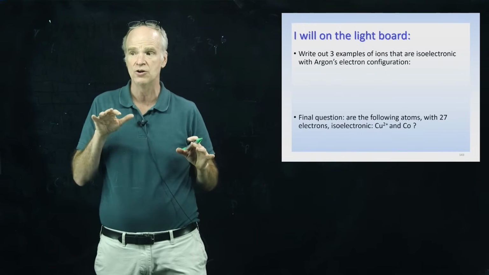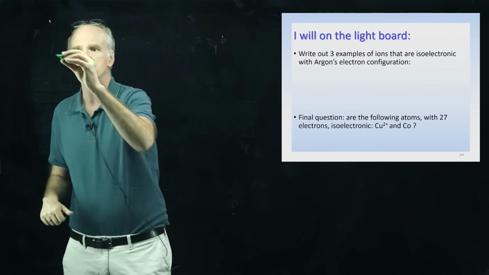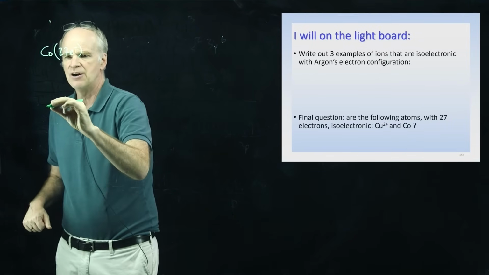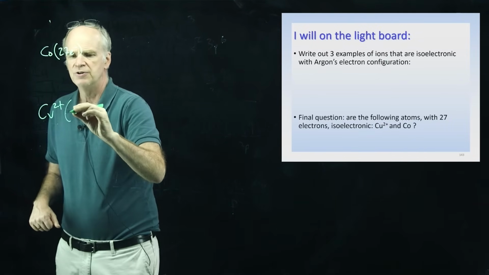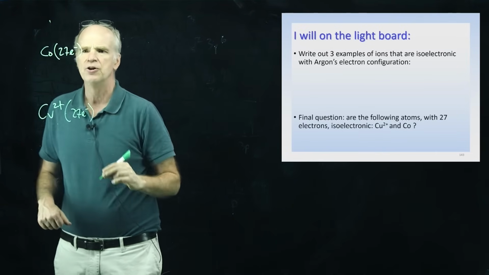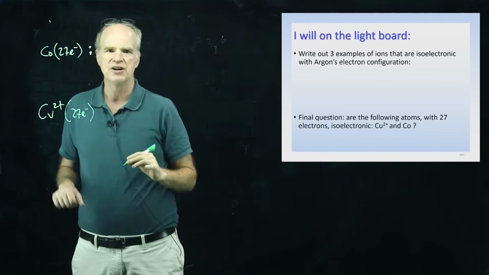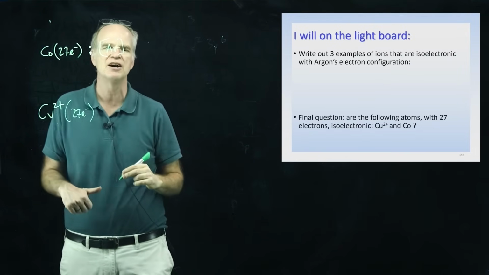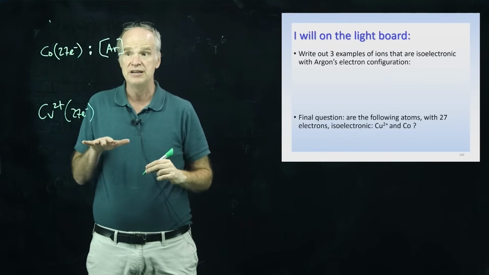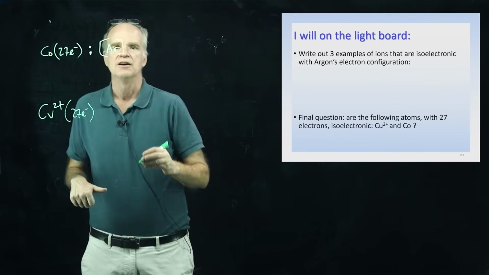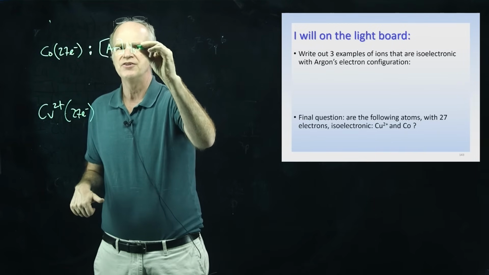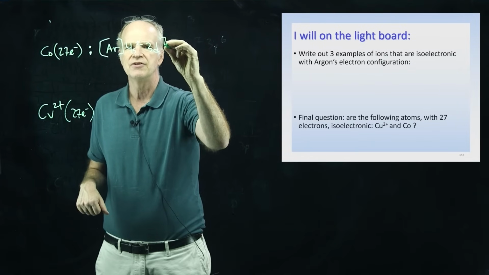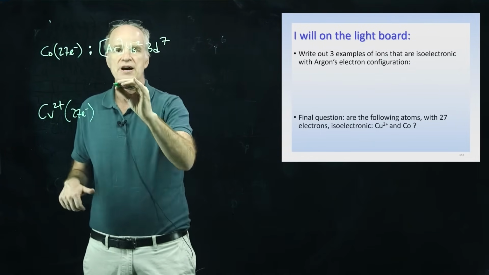So let's compare cobalt to copper. Both have 27 electrons. So we have cobalt here with 27 electrons, and then we have the copper ion with 27 electrons. Okay, so what is cobalt's electron configuration? I'll write an abbreviated one. So we have argon's configuration with 18 electrons. And so we now need to put in 9 more. So it's going to be 4s2, and so it's going to be 3d7, right?